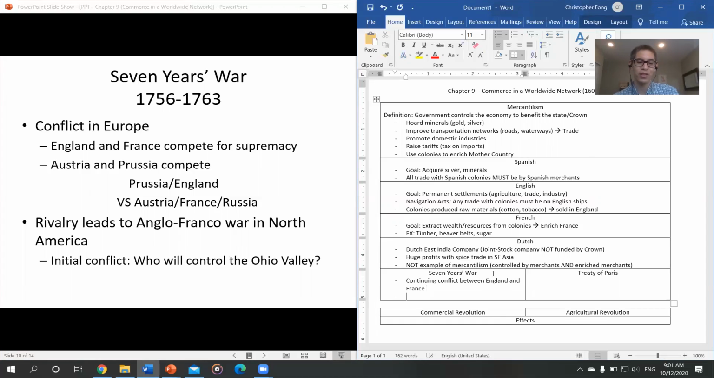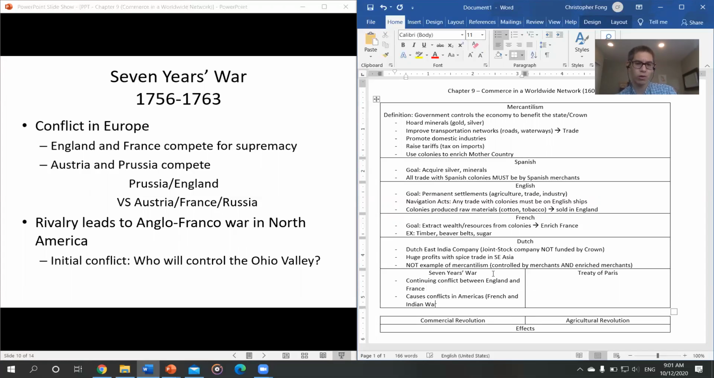This war bleeds over into the New World as well, so it causes conflict in the Americas as well. This is called the French and Indian War, and it's a competition over who controls the Ohio Valley. The French claimed that they had it. The British, led by George Washington, tried to take it or claimed that they owned it as well. And so there's a conflict over who owns that land.